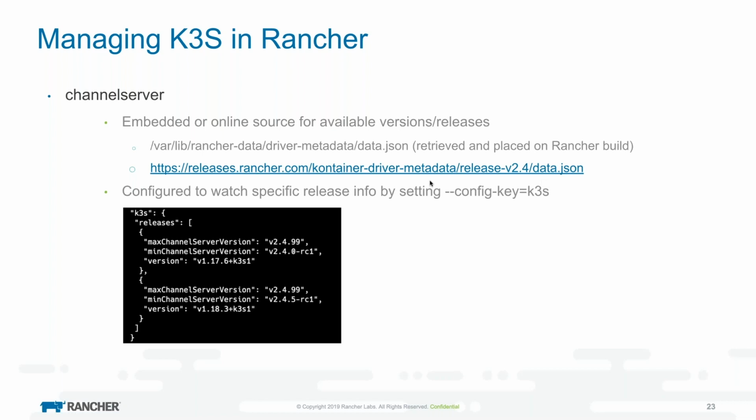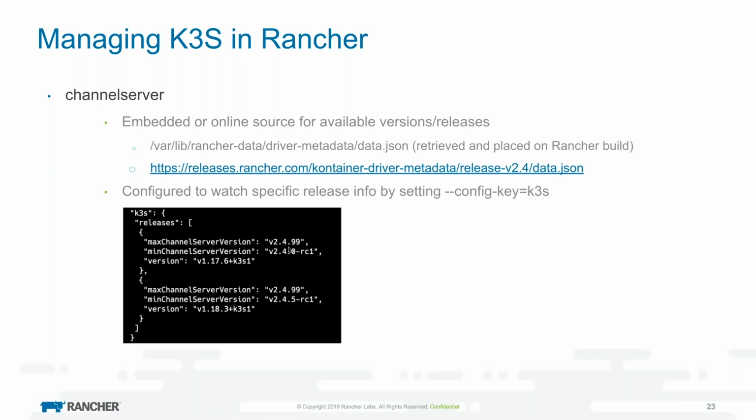So if you actually open the data.json either in the container or online, you will get all the container driver metadata from every Kubernetes cluster version that we support. So I just copied a part of the K3s. So we actually specify to the channel server, okay, you get this data.json, but please only look at the config key K3s, which is this one. And then you will see here the releases that we present.